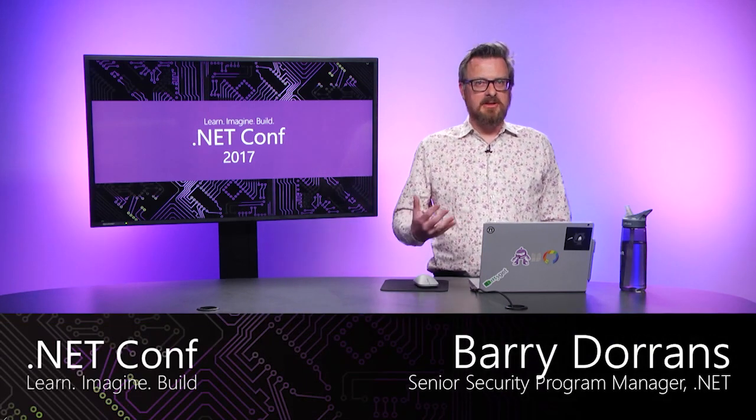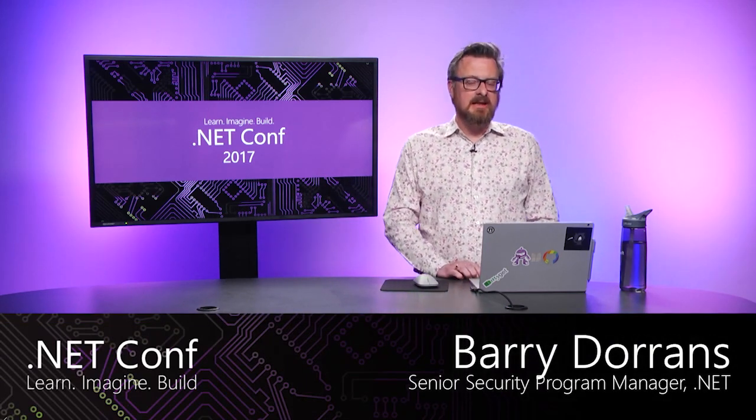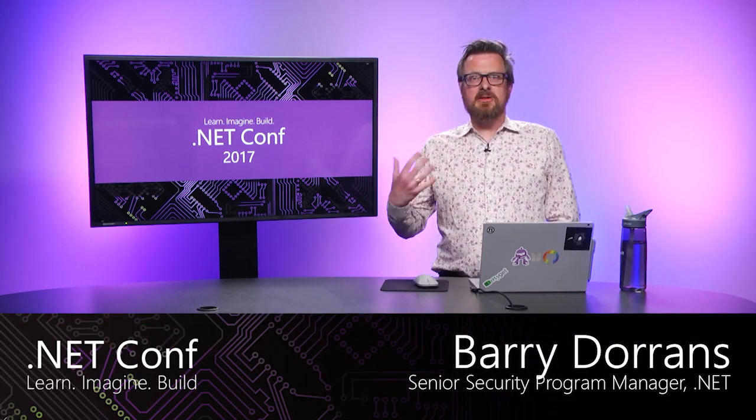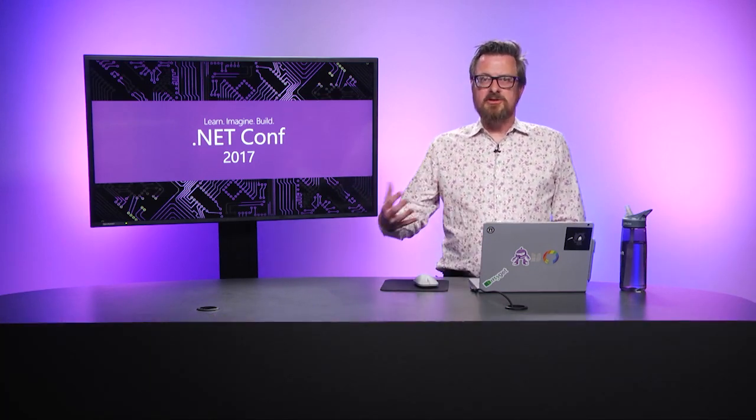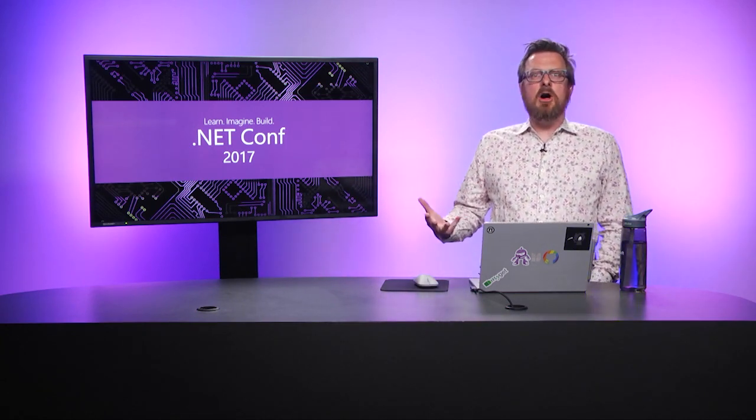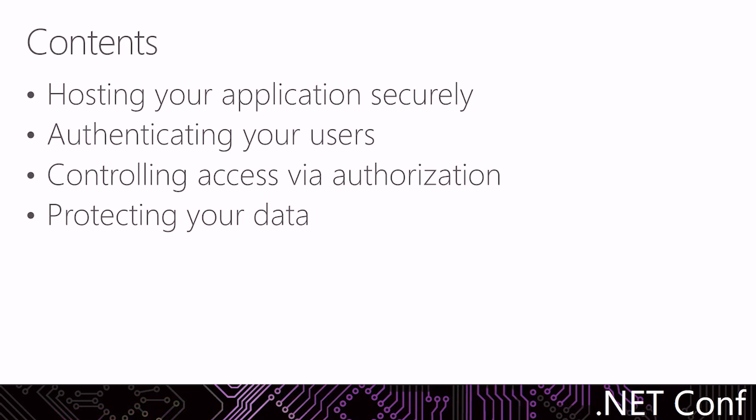So today I'm going to talk about security, and specifically the security that comes with ASP.NET Core. Some of the enhancements that we've done from 1 to 2, some of the enhancements that we did when we threw everything away and moved to 1, and then it's a sneak preview of what we're thinking about for 2.1. So I'm going to talk about hosting your application securely, then how we authenticate your users, then how we stop your users getting to places they don't want to be, and then we'll finish up with how you can protect your data.